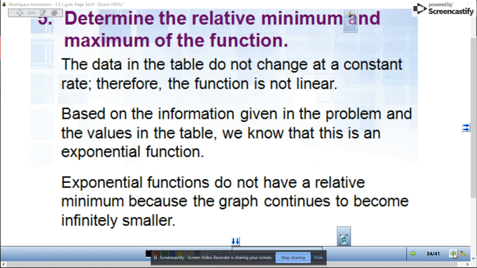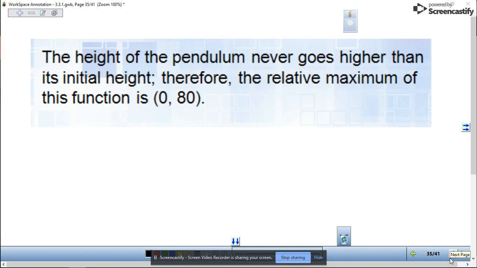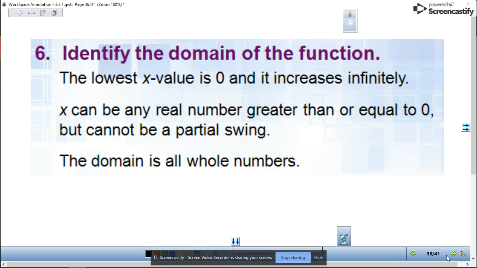Now, on the other side of things, we did have a highest point, which was (0, 80). Right? So we have a relative max for this one. Domain, again, the lowest x value increases infinitely. x can be any real number greater than or equal to 0, but it cannot be a partial swing. So that's why this is important. So the domain here is all whole numbers. Okay, any number greater than or equal to 0.